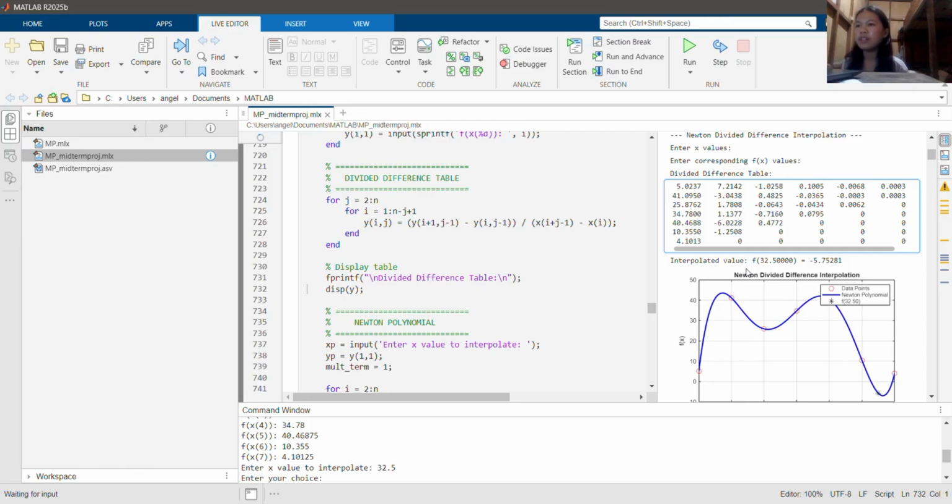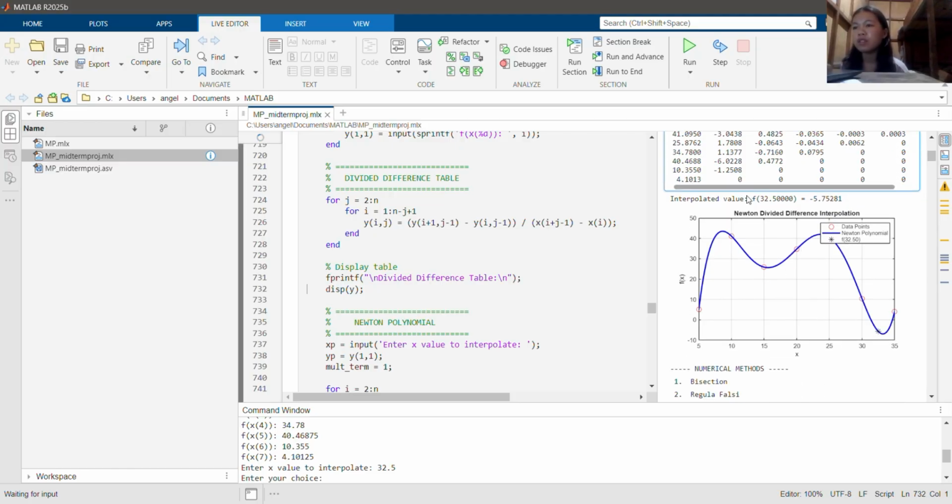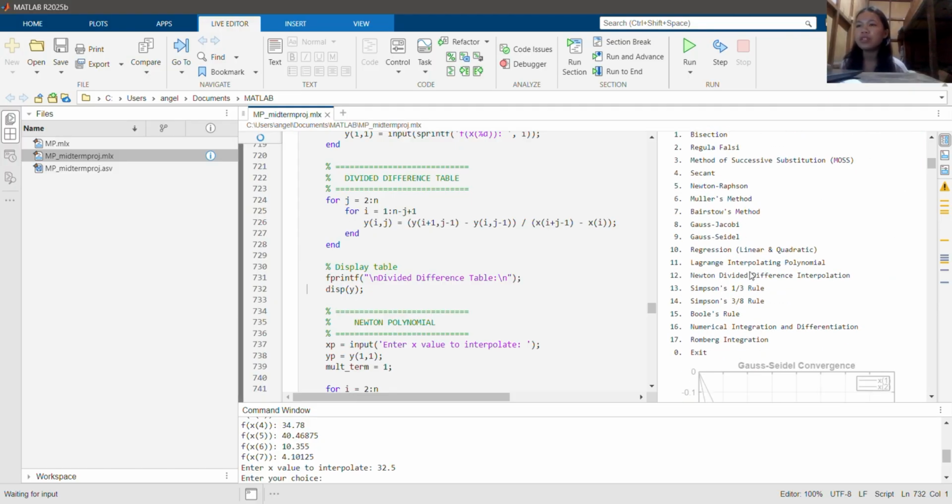So here is a divided difference table. The interpolated value of f of 32.5 is equal to negative 5.7581. And below the interpolated value is our Newton divided difference interpolation graph. The red points are the data points for this function.